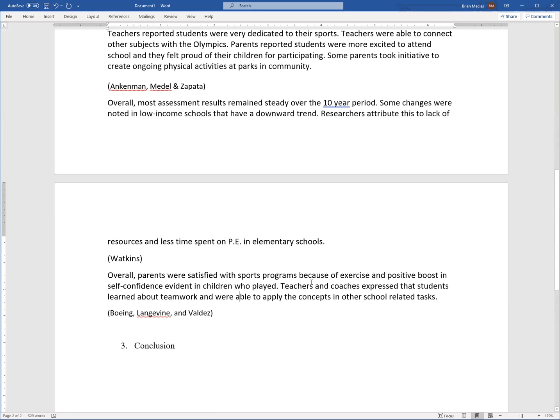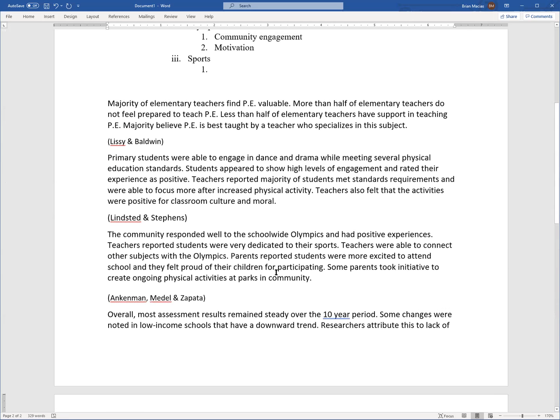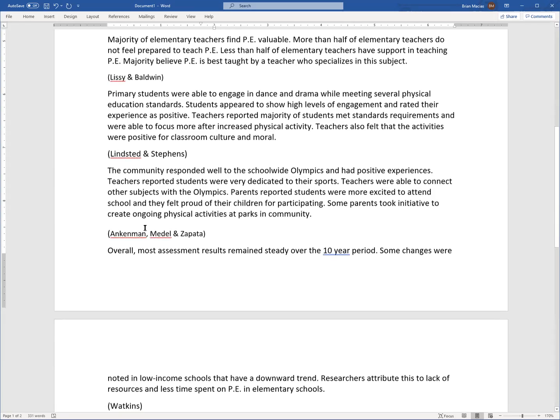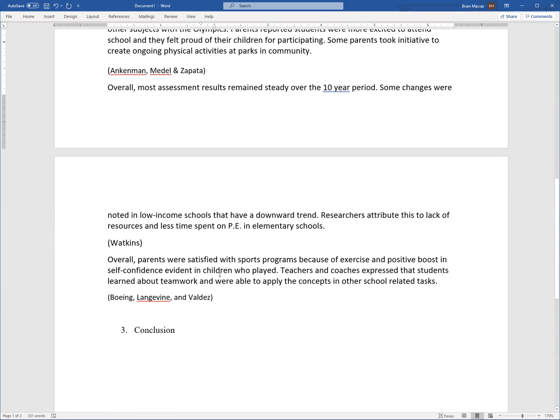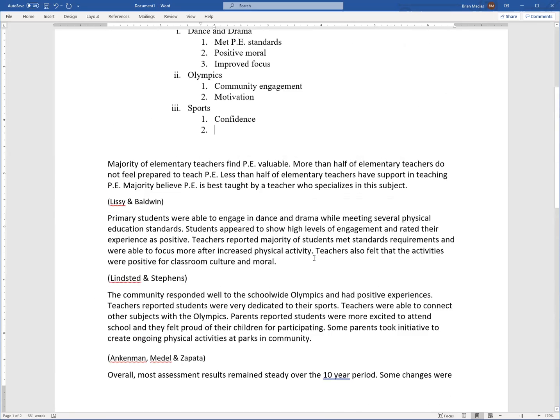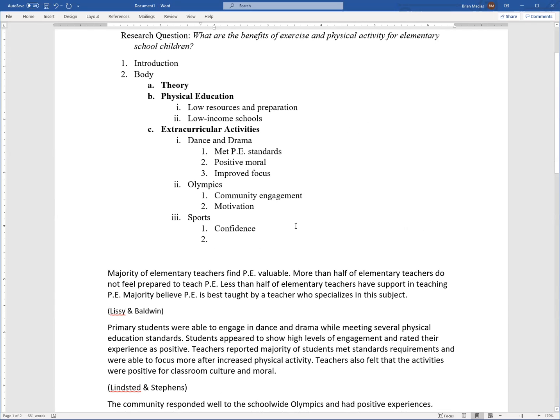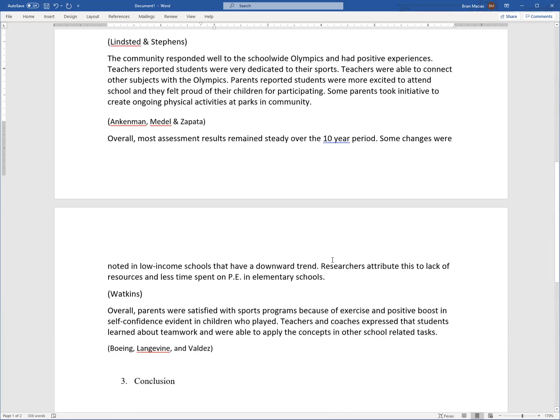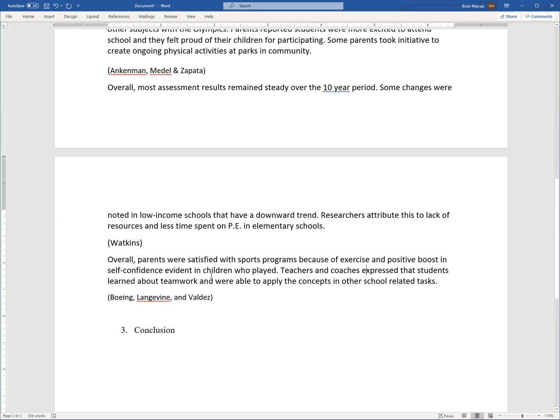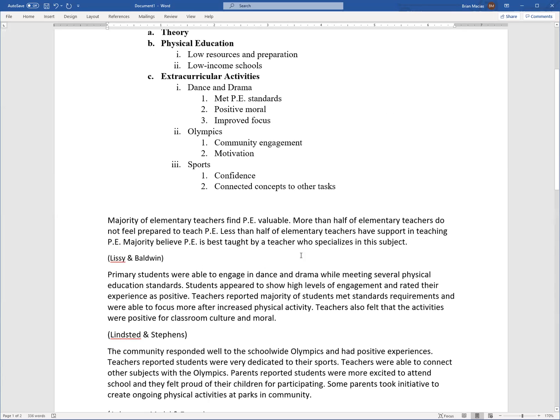So I'm going to go ahead and summarize what I got out of this sports program. So we have self-confidence. What else did we say? We said also teamwork, and teachers tied concepts to other tasks. Okay. And what was the other thing I said? Confidence, teamwork. That's right. I think I'll put that with confidence. Seems like a character building kind of a thing.